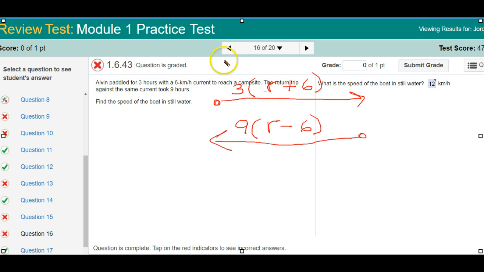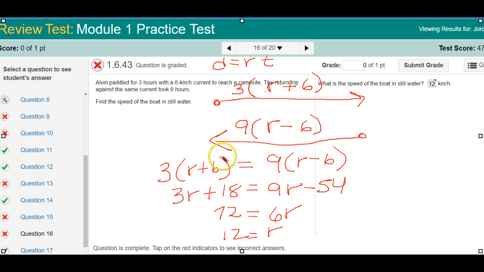Here, this is a distance problem, which is distance equals rate times time. And we know the distance is the same. So he's going with the current, 3 hours, his rate plus the speed of the current, which is rate altogether. Return trip, he's going against the current, so his rate in still water minus the speed of the current took him 9 hours. So it's basically 3 times r plus 6 equals 9, r minus 6.